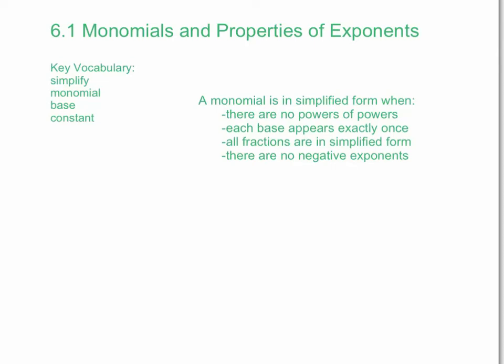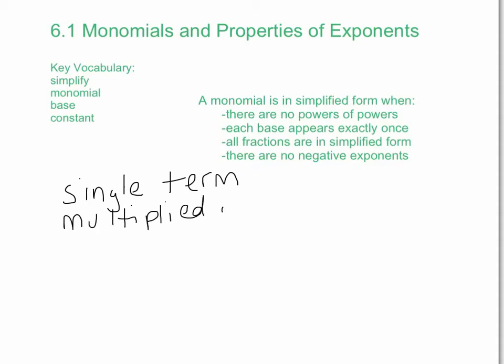Okay, so today you're working with monomials and properties of exponents. Monomials are variables and numbers which are multiplied or divided. There's no adding and subtracting, so you're looking for a single term, just one bunch of stuff, one clump, a single term of stuff that's multiplied or divided. Because dividing is really the same thing as multiplying.